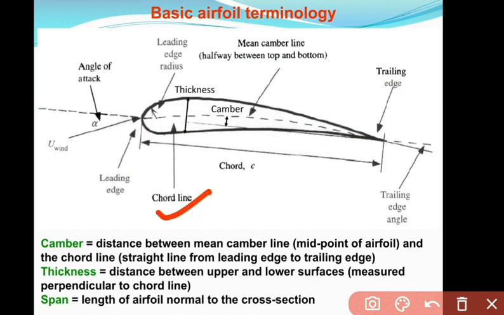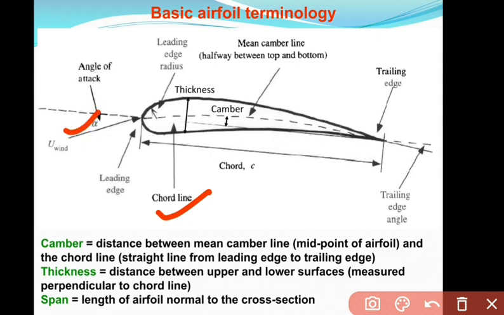Next, your chord length. What is the chord length? Chord length is the length of the chord line and is the characteristic dimension of the aerofoil section. Next here is pitch angle. Here you can see pitch angle is denoted by alpha, or we can say angle of attack.